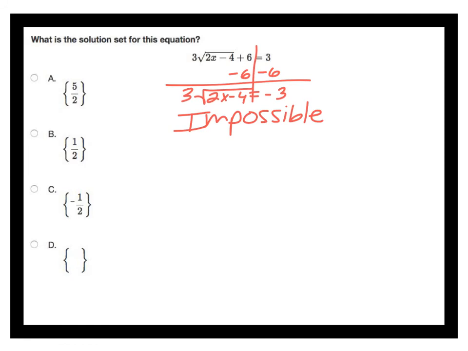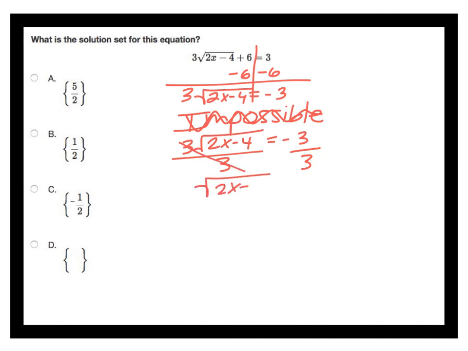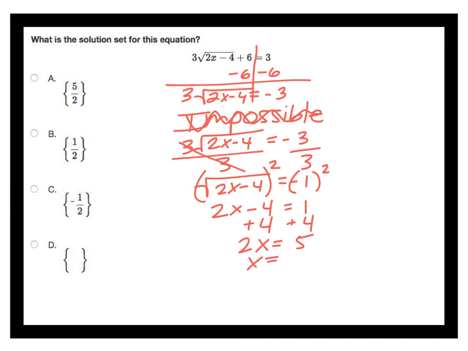But I recognize that really quickly. What would happen if I had kept going? So pretend I didn't recognize that. Let's keep going. After this step of 3 times the square root of 2x minus 4 equals negative 3, I would divide by 3. The 3's here would cancel, and I'd have the square root of 2x minus 4 is equal to negative 1. Now, to get rid of the radical sign, I would square both sides. That gives me 2x minus 4 on the left and positive 1 on the right. Continuing with the process of solving an equation, I'm going to add 4, meaning 2x is equal to 5, and x would have to equal 2½ or 5 halves, and that answer is most definitely there.